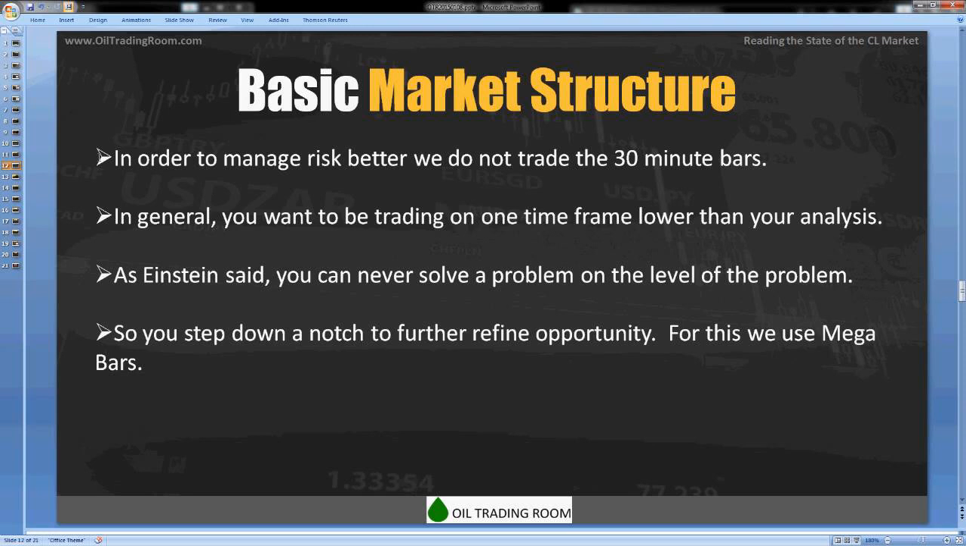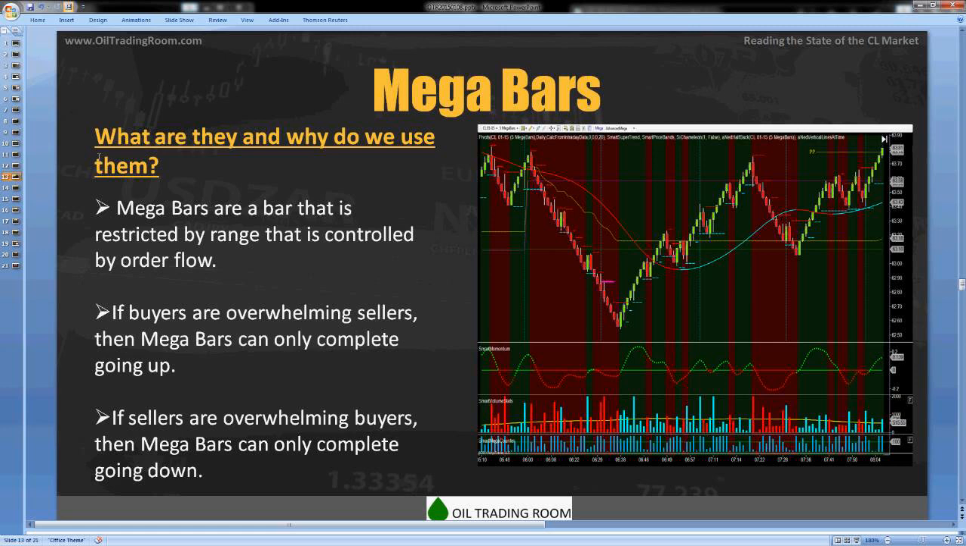So in order to manage risk better, we don't trade these 30-minute bars. We go down into a lower time frame, as it's often called. As Einstein said, you can never solve a problem on the level of a problem. And so you step it down a notch to refine and start looking for opportunity. And for this, we use Megabars that we're going to discuss.